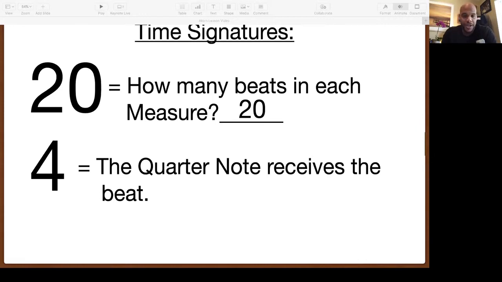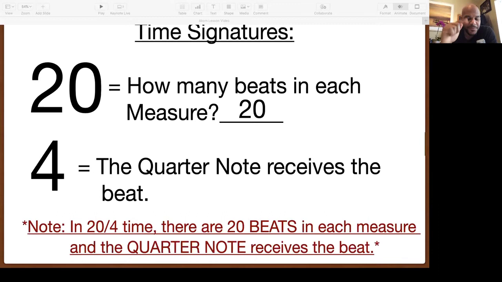But you can have 1,000/4 time. If you have 1,000/4 time and the number of thousands at the top, how many beats would there be in each measure? There will be 1,000 beats in that measure. And if you guys write me a song with 1,000 beats in one measure, I'll give you straight A's for the rest of your life.